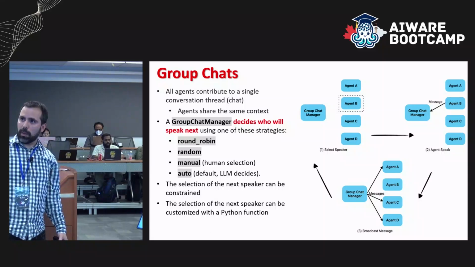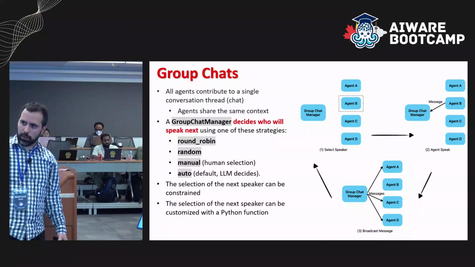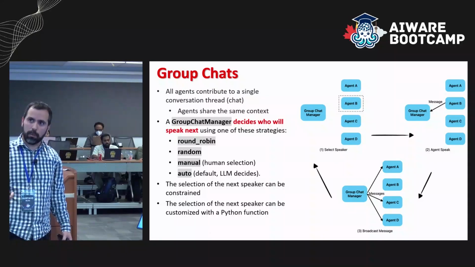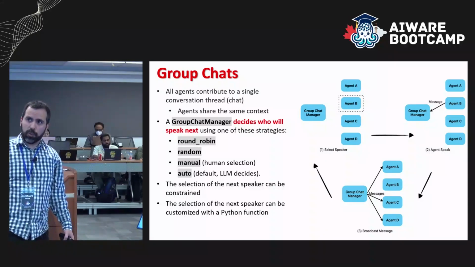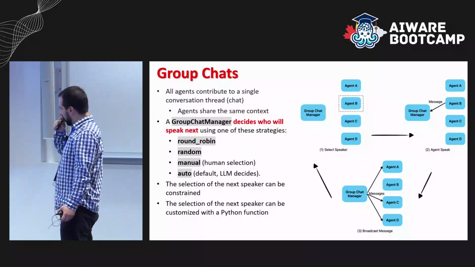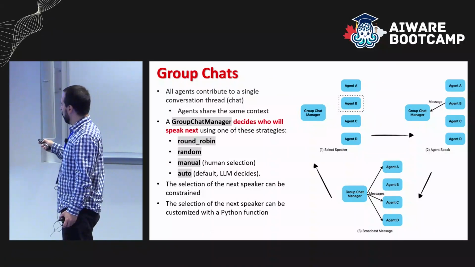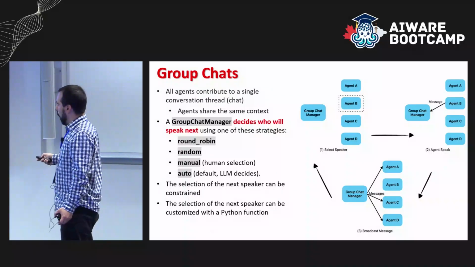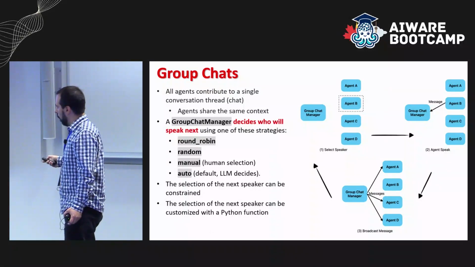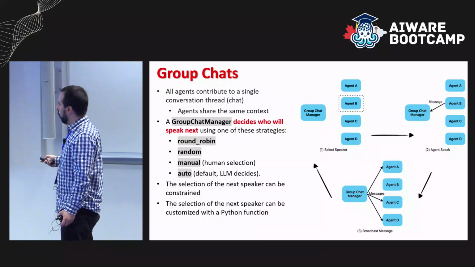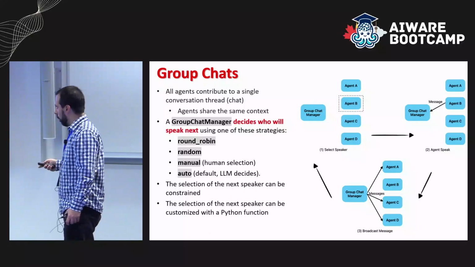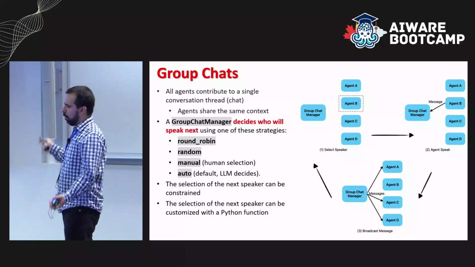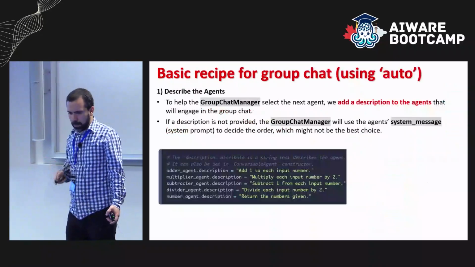So basically, agent B says something, then it broadcasts what it said to everybody, and then it chooses the next one, right? So how does the group manager choose the next one? It can just do round robin, so first A, B, C, D. It can do random, it can do manual, so the human can say what they want, and auto, where the LLM decides who to call next, right? And you can even have a Python function. You can have a lot of control here, right?